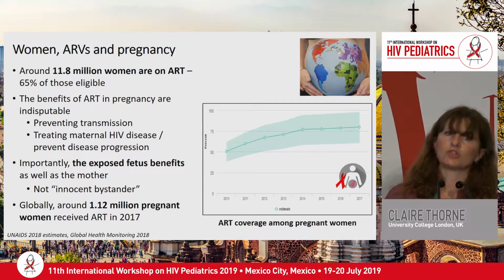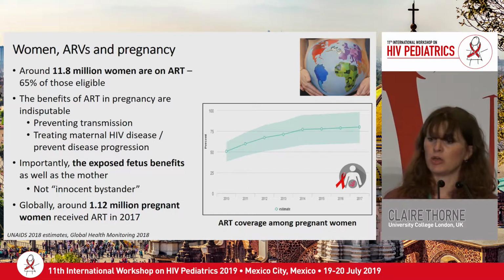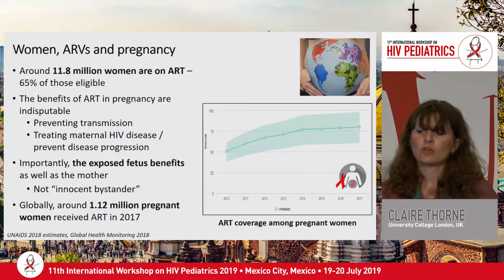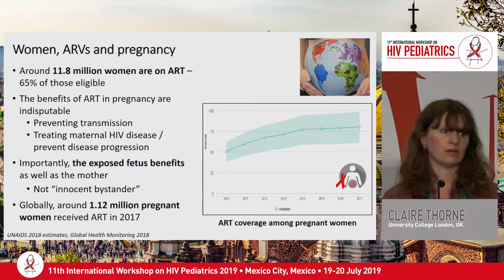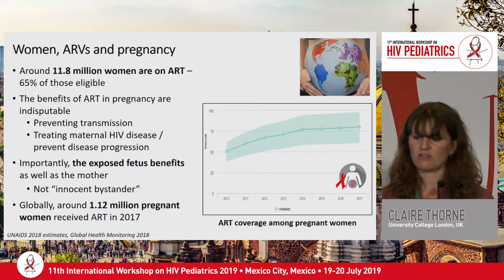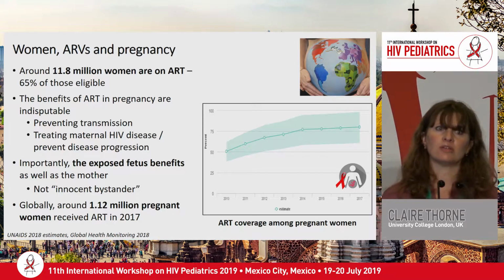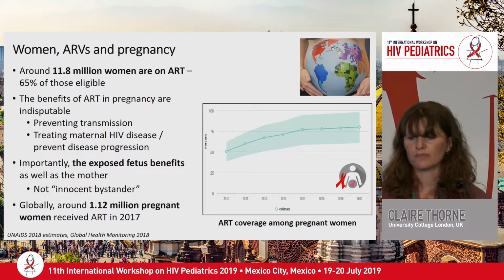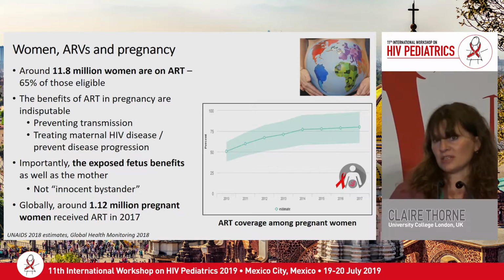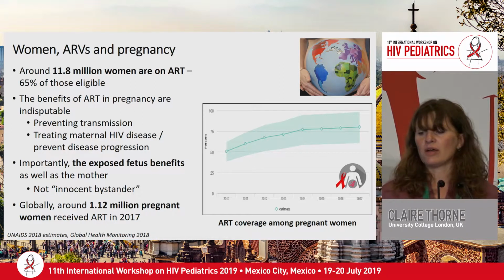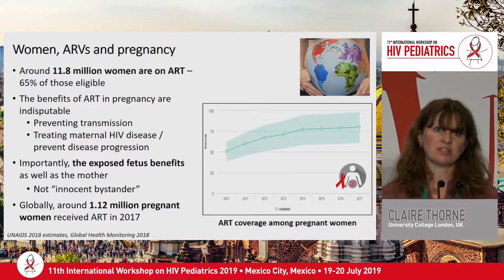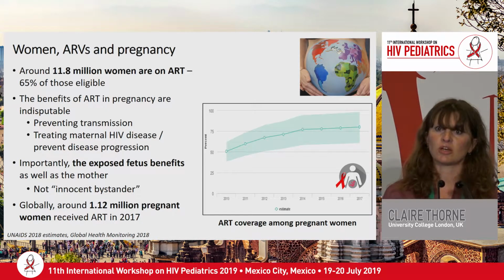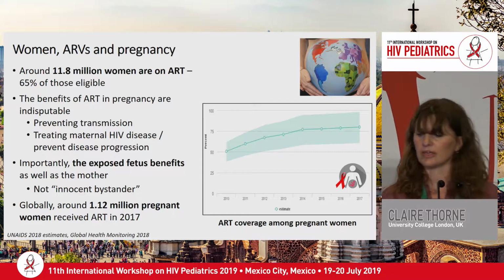So moving on now to our population and exposure of interest, around 12 million women are on ART, around 65% of those eligible. And I know I don't need to speak about the benefits of ART in pregnancy to this audience. With a pharmacovigilance hat on, it's important to recognise that the exposed fetus benefits in this scenario, so it's not the innocent bystander effect that you sometimes see with other medicines in pregnancy.